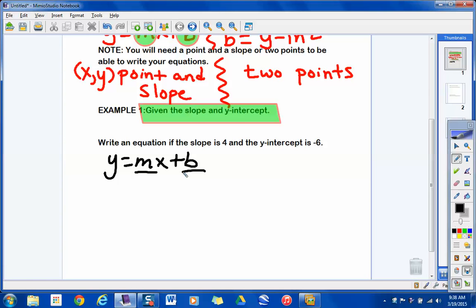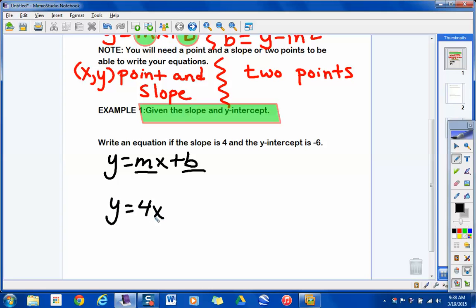Both. You're given both of them, right? What is the slope value in this? 4. What's the y-intercept? Now in your book, they're going to say the vertical intercept is, but we already know that the vertical intercept means y-intercept, right? So what's the equation going to look like here, guys? Y equals 4x plus -6.